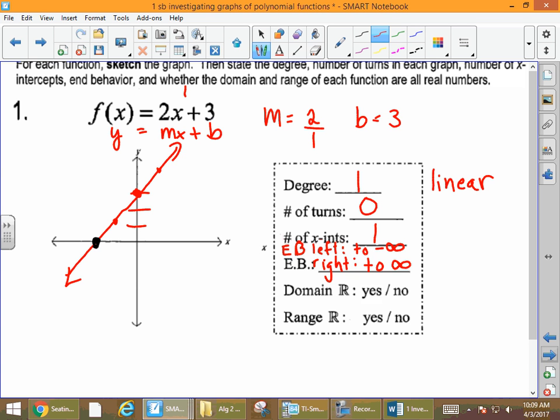That's what we're looking at. The end behavior deals with the direction the ends of the graph are heading. Over to the right, we're heading up. To the left, we're heading down. Finally, when we look at this, is our domain of our graph all real numbers? If you don't know, then your guess should be yes. Is the range of the graph all real numbers? And it also is yes.